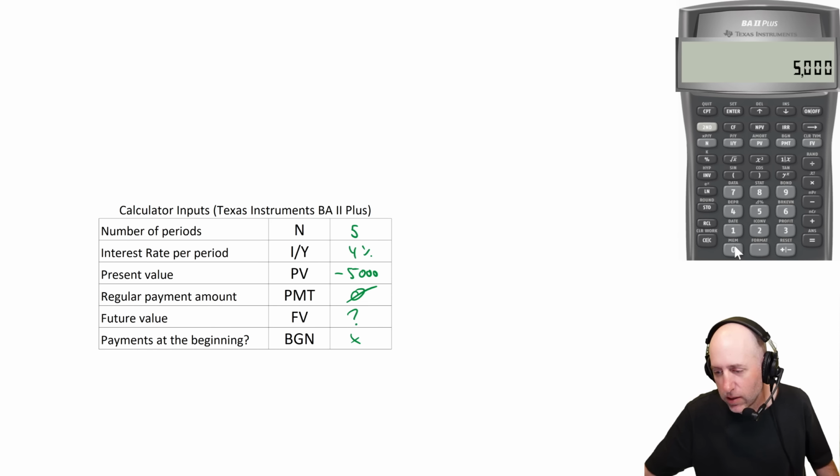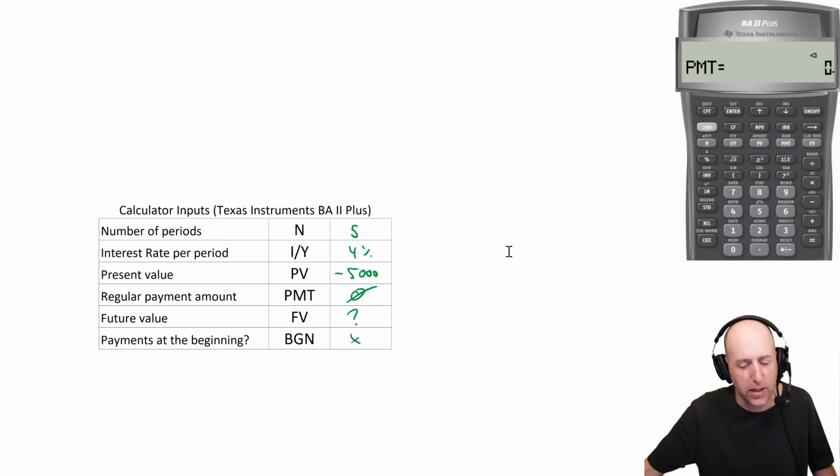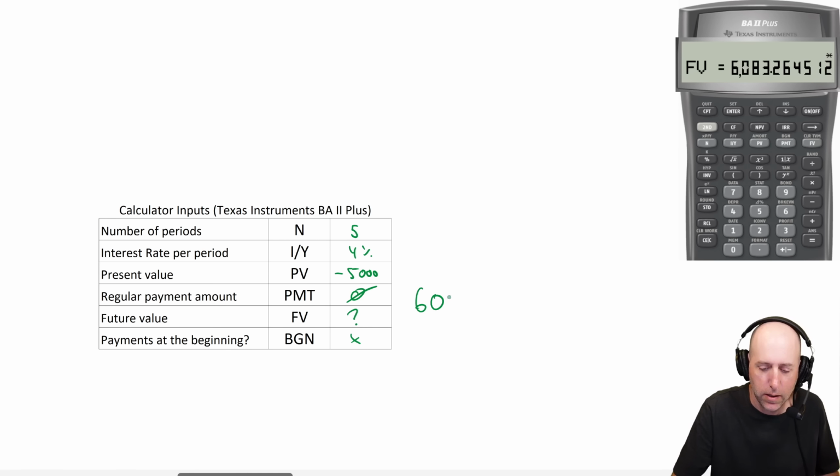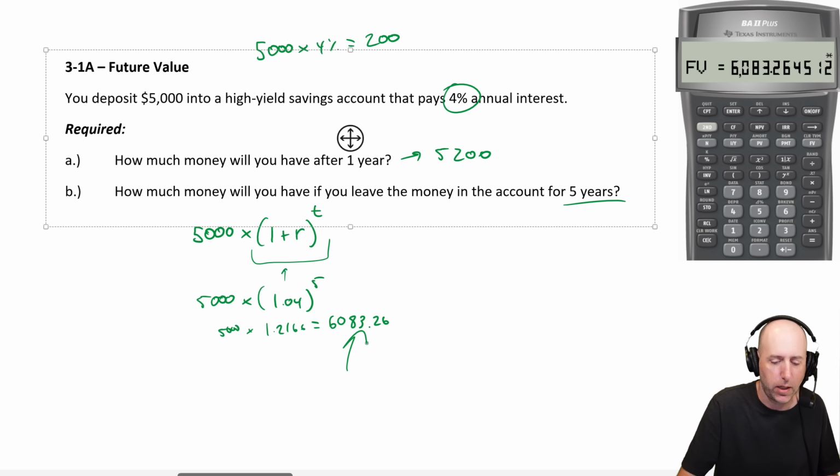5,000 negative is my PV. 0 is my payment. I don't need to put it; if it's 0, you just don't do anything. I don't do anything for the begin. So then I say, okay, please compute. I hit the CPT button and then FV, where are you? There you are. So compute FV. I get 6083.26. Same answer as I got up here.